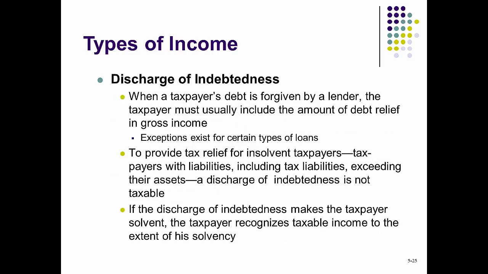Discharge of indebtedness. This one means forgiven debt must be included in the taxpayer's gross income. Please see example 5-21, page 5-21. Unless the taxpayer is insolvent before and after debt forgiveness, then the discharge is excluded from gross income. So if you borrow money from an individual and the person says, oh, forget it, you don't need to pay it, which means based on this rule that you have actually received that forgiveness amount as payment.